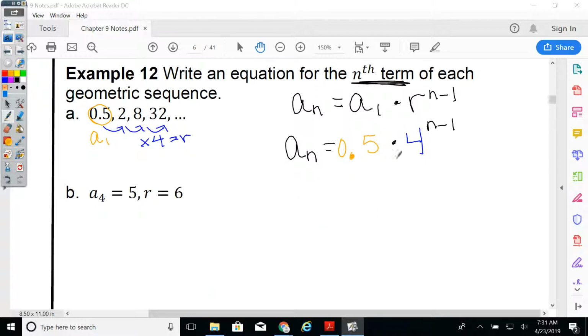No, you cannot take half of 4. Order of operations says you've got to do exponents before you can multiply by the a value. So here, don't try to simplify it because you can't. That is the equation we want for that one.